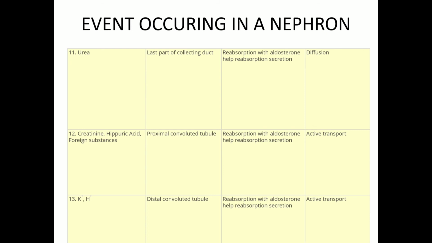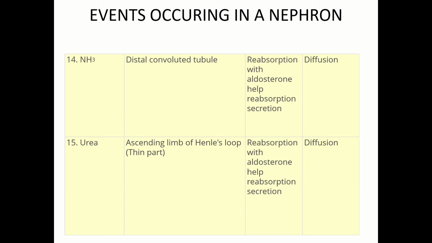Then potassium ions and hydrogen ions are the materials transferred. The part of the nephron is the distal convoluted tubule. The process is reabsorption and secretion with aldosterone helping. The mechanism is active transport. Then ammonia: the part of the nephron involved is the DCT, the process is reabsorption and secretion with aldosterone helping, and the mechanism is diffusion. Then urea in the ascending limb of Henle's loop, the thin part. The process is reabsorption and secretion, and the mechanism is diffusion.